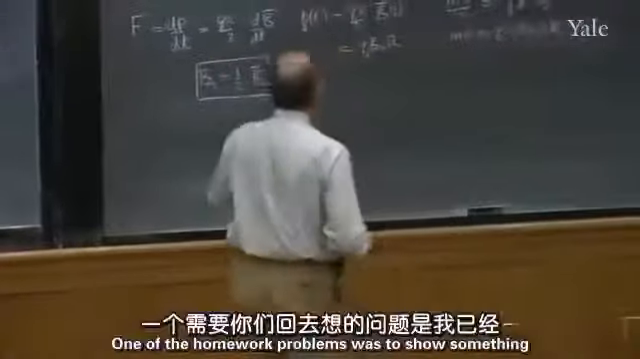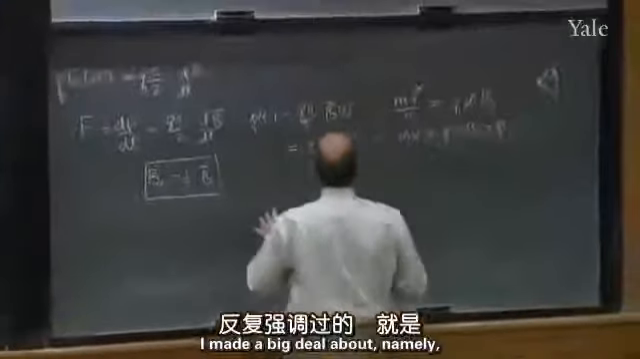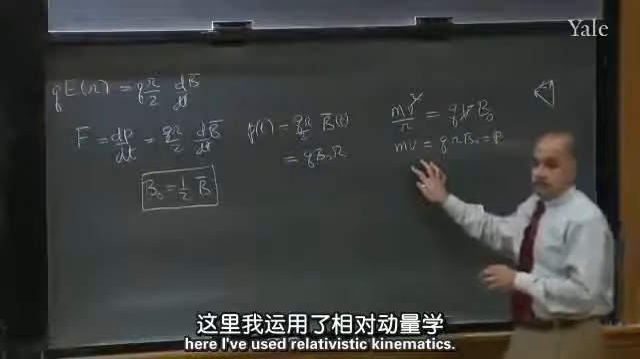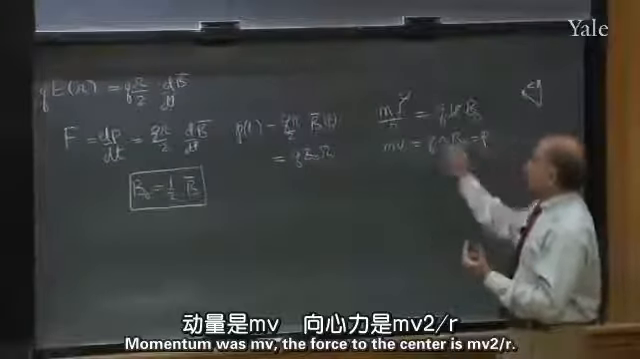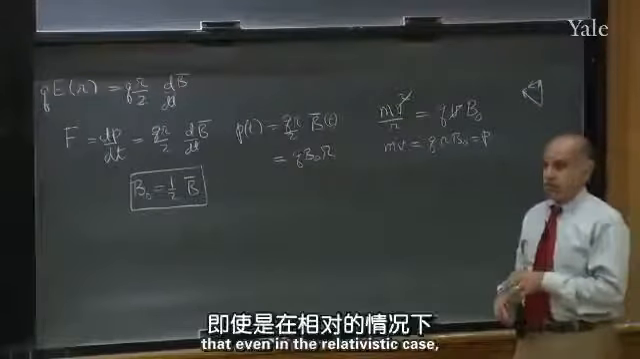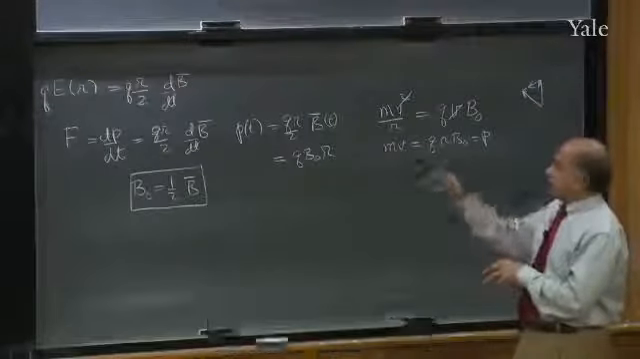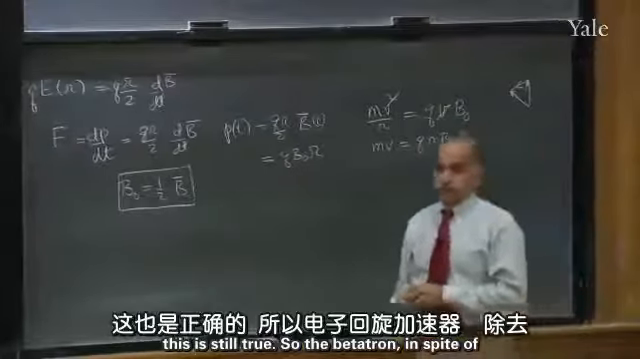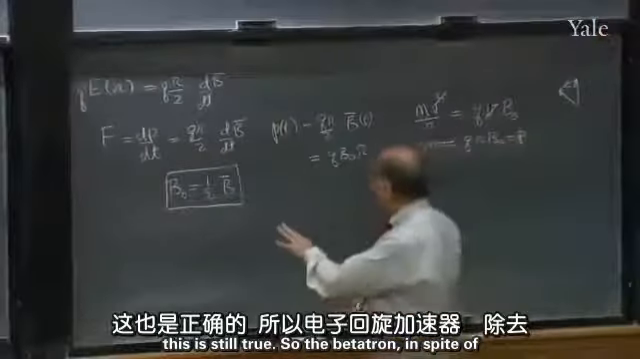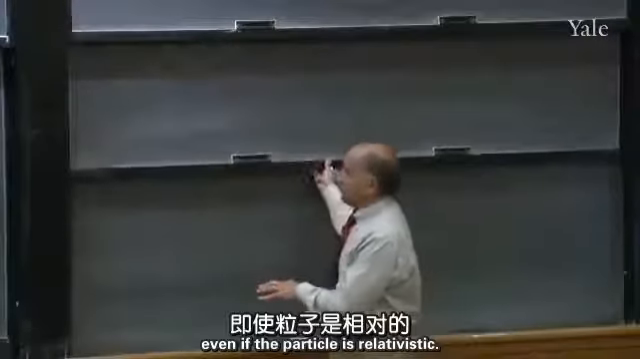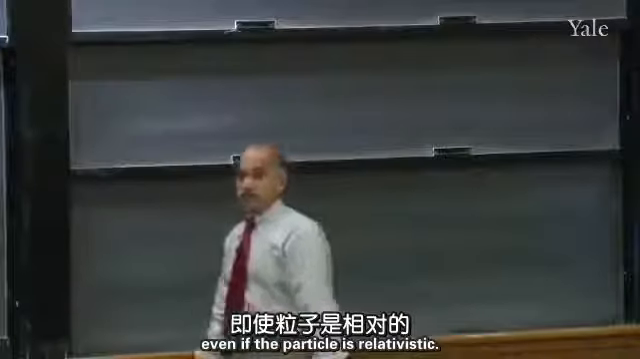One of the homework problems was to show something I made a big deal about. Here I've used relativistic kinematics. Momentum is mv, the force to the center is mv squared over r, but the homework problem shows you that even in the relativistic case, the momentum is mv divided by all of that, this is still true. So the Betatron, in spite of the simple example I've given here, actually works, even if the particle is relativistic.